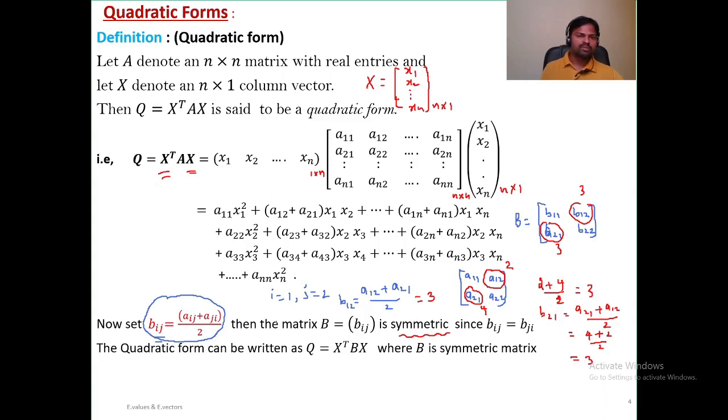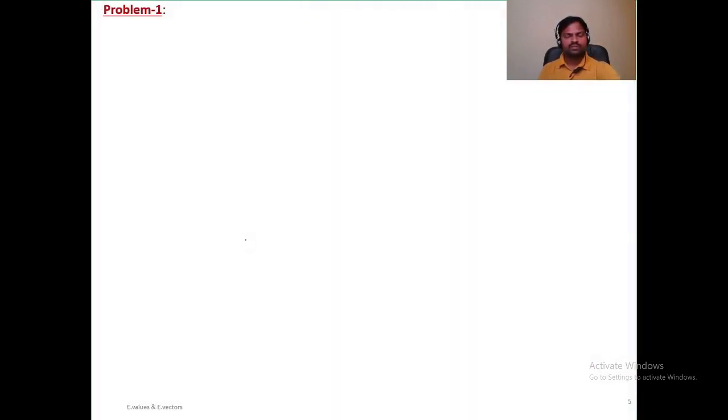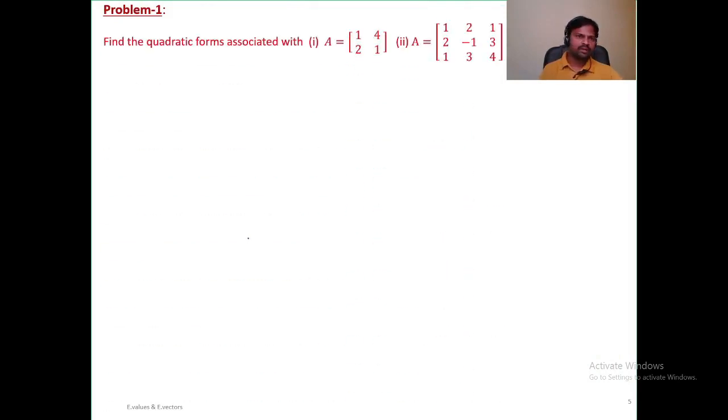While doing problems, you will understand this very clearly. Don't worry about this kind of symmetricity and how we are making symmetry like this. But you remember this one: X transpose A into X. X transpose is a row vector, A is the given matrix, and X is a column vector. Multiply all these three matrices, you'll get one expression. This expression is said to be the quadratic form. And what is the use of this quadratic form, I will tell you in the coming context.